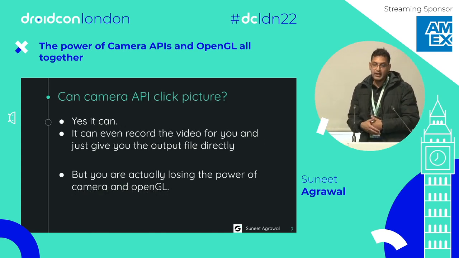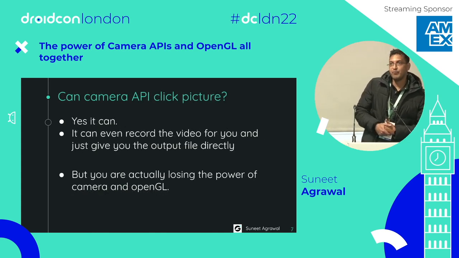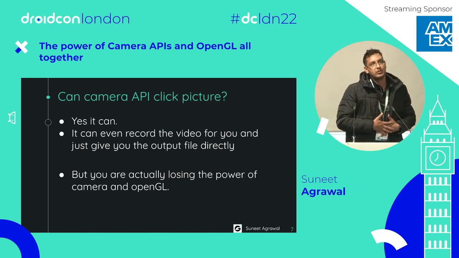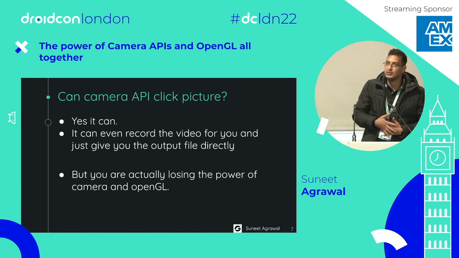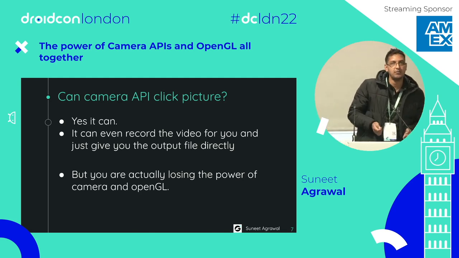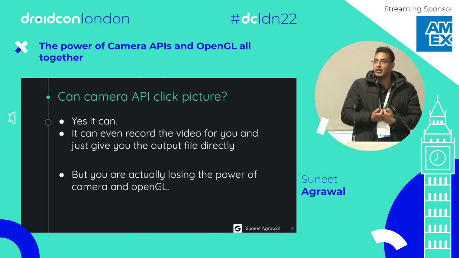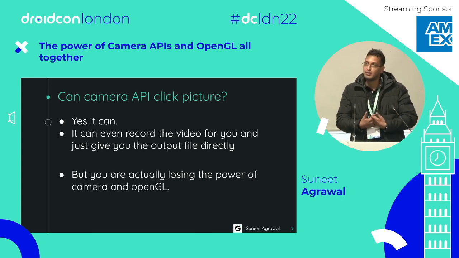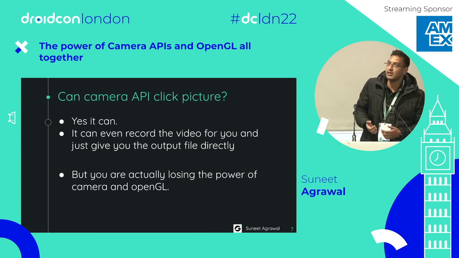Now, can a camera API click a picture? Very simple question. If my application just wants a profile picture, why should I be bothered about what OpenGL is and what I should do with that? The question is very simple: if the camera API can do it for me, why should I be bothering about this? So yes, the question is right. The answer is very straightforward. Yes, it can do it.